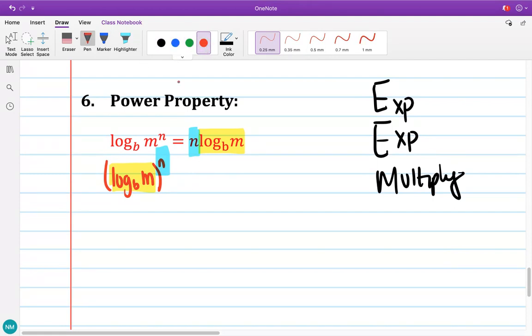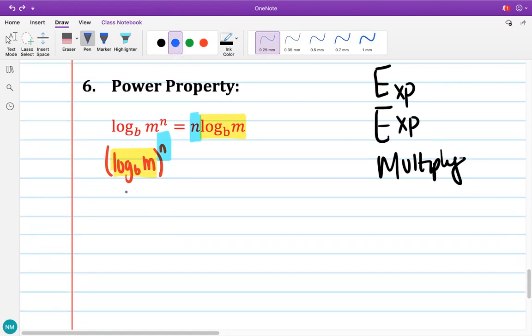I am taking this n and I'm practically just bringing it up front. So an example: if I have log base 8 of 3 squared, it is the same thing if I take this 2 and I bring it up front, saying it is equal to 2 times log base 8 of 2.